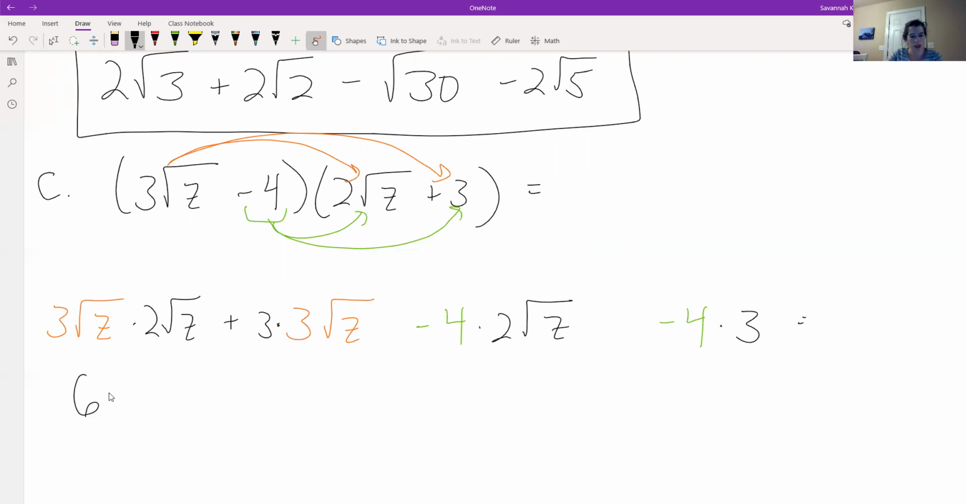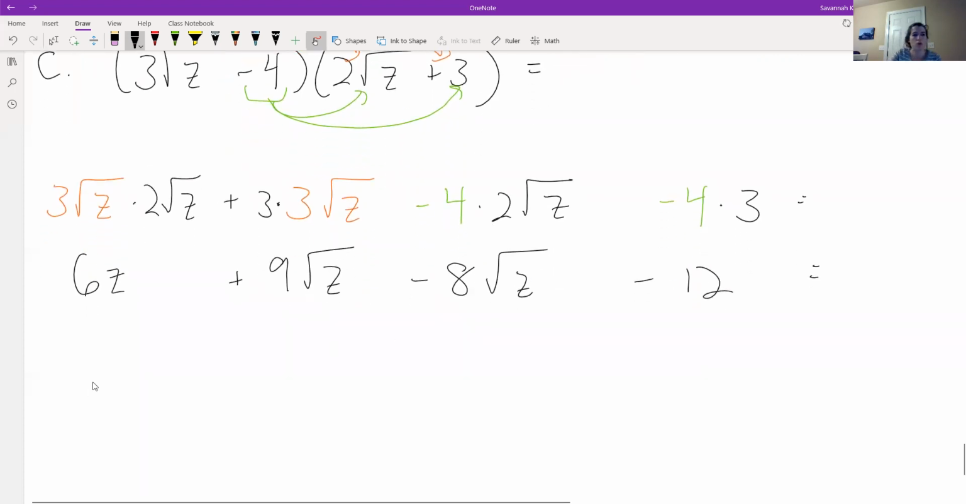Square root of z times the square root of z is just z. Sorry, I got distracted by something I thought I had read. Plus 9 square root of z minus 8 square root of z minus 12. Yay. Okay, so our hard work pays off a little bit here. 9 minus 8 is 1 square root of z, or just the square root of z, and then minus 12.